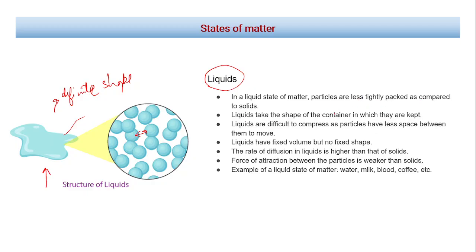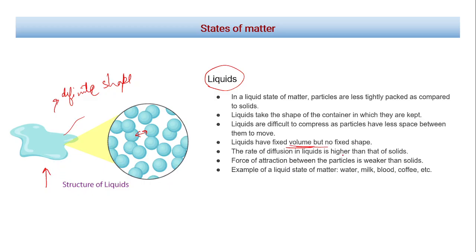Liquids take the shape of the container, or wherever you throw them, they take just that shape. They are difficult to compress because, of course, the bonds between them are not that strong, but they are still closely spaced enough that they cannot be compressed. Liquids have fixed volume but no fixed shape. That's what I corrected myself on. The volume is fixed, of course, because the particles are not evaporating or going away anywhere. So volume is fixed, but shape is not fixed.